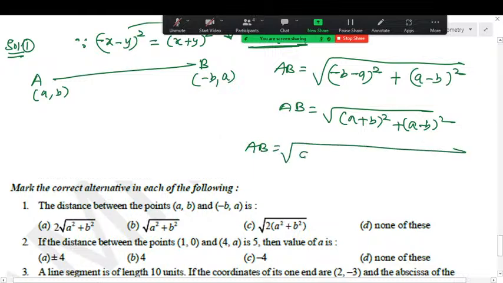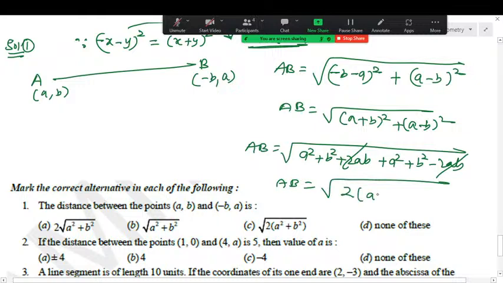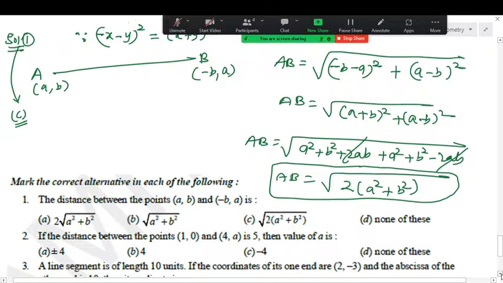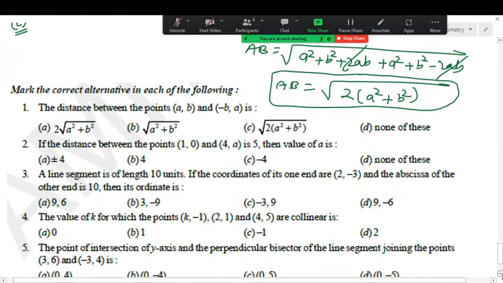What are the algebraic identities? a square plus b square plus 2ab, and a square plus b square minus 2ab. In this way we can cancel them. And finally we get 2 times a square and 2 times b square. As it is an objective type question, we can just see which option matches this. And here it is, option number C. Okay, now let's solve question number two.